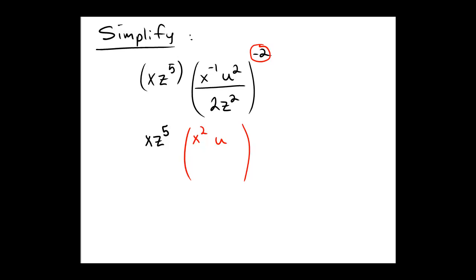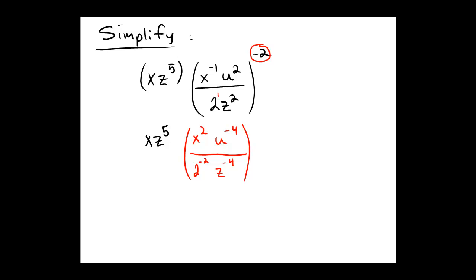u to the power of 2 to the power of -2 would again multiply 2 and -2 to give you -4. The 2 is understood to be to the first power because it has no exponent. 1 times -2 is -2, so here we're going to have a 2 to the -2. And then finally we have z squared to the -2, which would become a z to the -4.